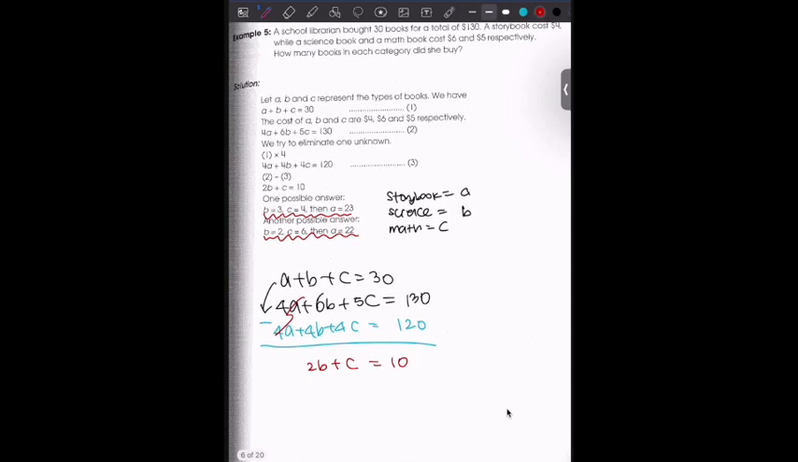So we can say that either the librarian bought 23 storybooks, 3 science books, and 4 math books, or the librarian bought 22 storybooks, 2 science books, and 6 math books. To figure out which one is the solution, we would need additional information. Based on the information given in this question, we can have two possible solutions.